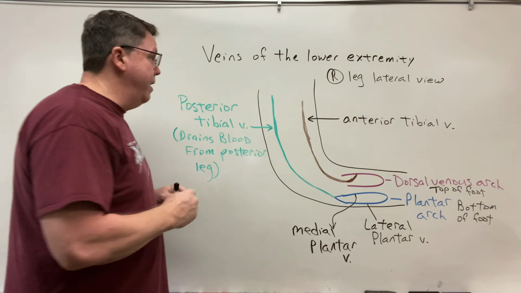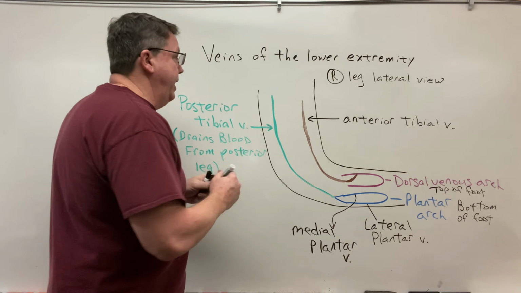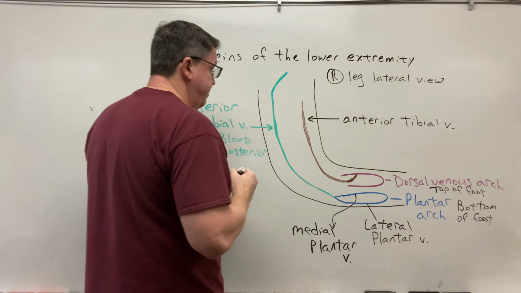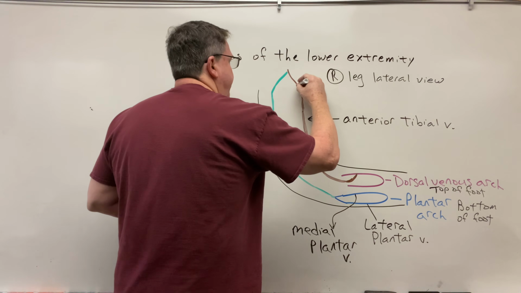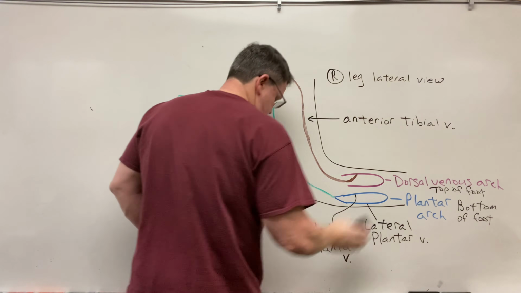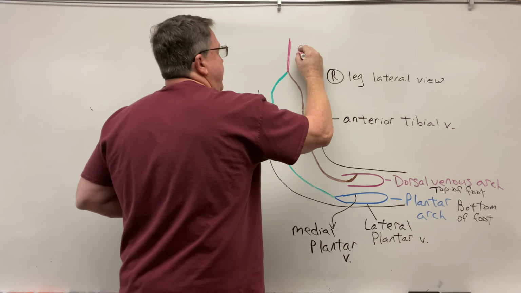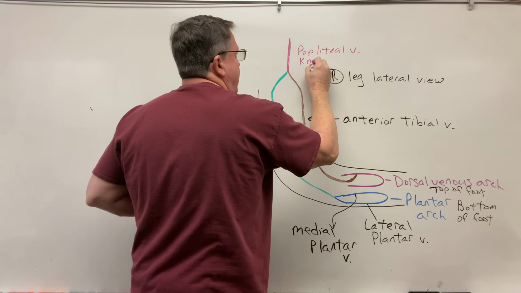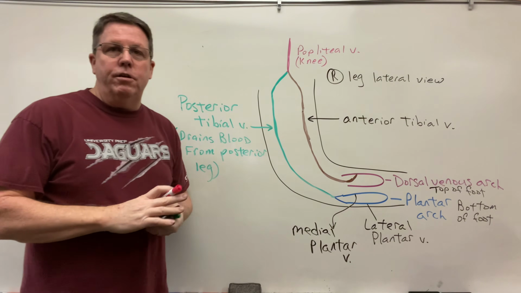Now what's going to happen is my posterior tibial vein and my anterior tibial vein are going to continue up and eventually they are going to connect. All right, and then when they connect, they're going to make a new vein. And this vein is going to be called the popliteal vein. Okay, and this is in the knee. So my popliteal vein is going to be made up of my posterior tibial vein and my anterior tibial vein.